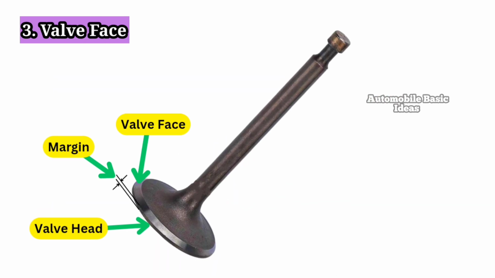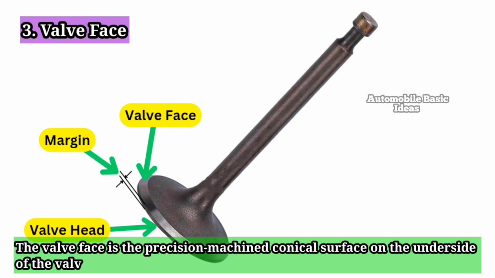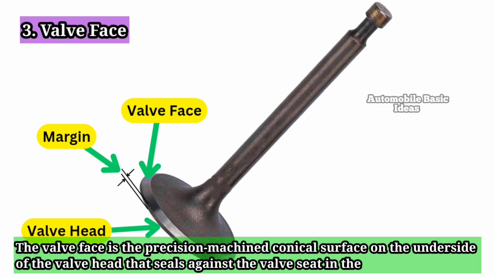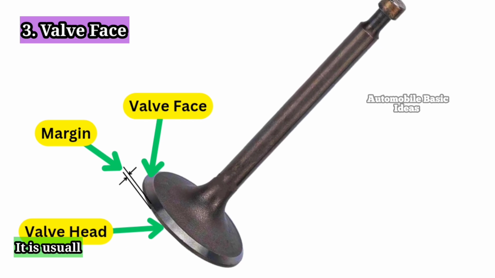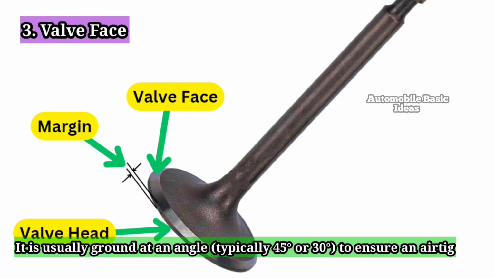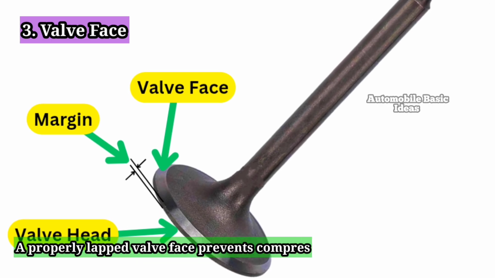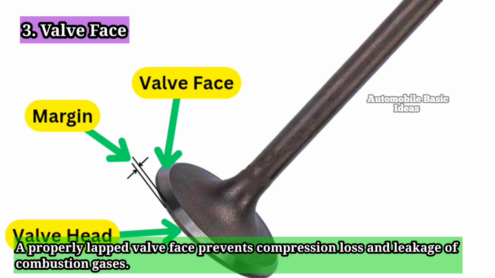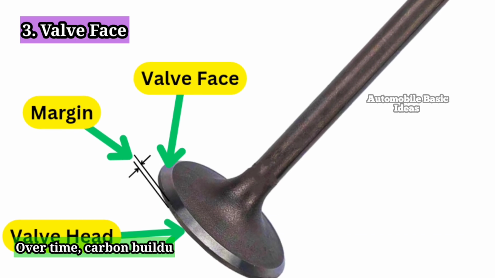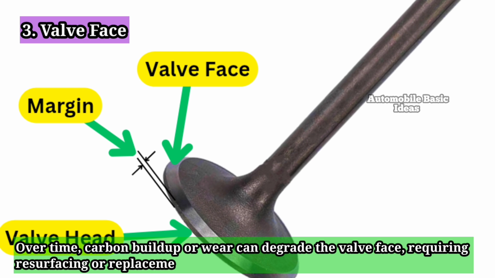3. Valve face. The valve face is the precision-machined conical surface on the underside of the valve head that seals against the valve seat in the cylinder head. It is usually ground at an angle, typically 45 degrees or 30 degrees, to ensure an airtight seal when closed. A properly lapped valve face prevents compression loss and leakage of combustion gases. Over time, carbon buildup or wear can degrade the valve face, requiring resurfacing or replacement.